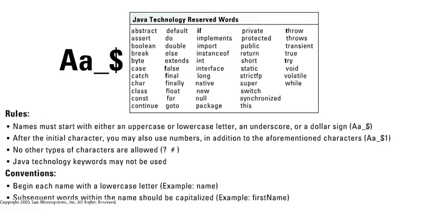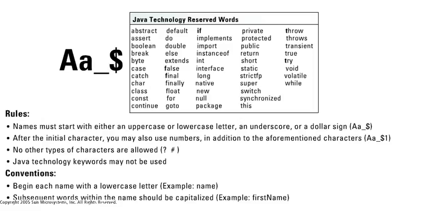The last 2 bulleted items are naming conventions, which means that they are generally followed by most Java programmers, but they are not going to be enforced by the compiler. So let's take a look. First, our variable names must start with either an uppercase or lowercase letter, an underscore, or a $ sign. These are the only initial characters that you can use for your variables.